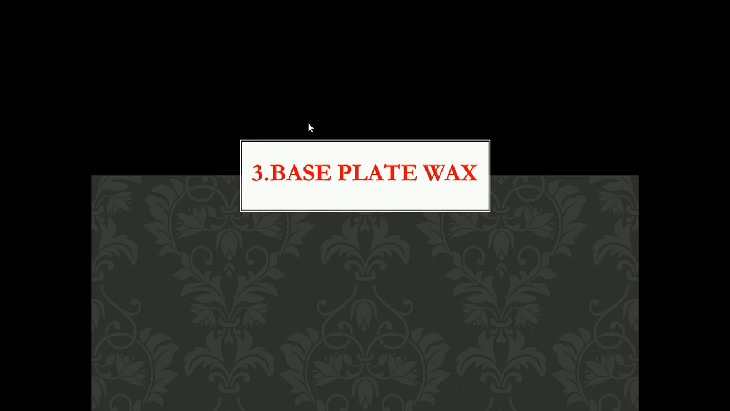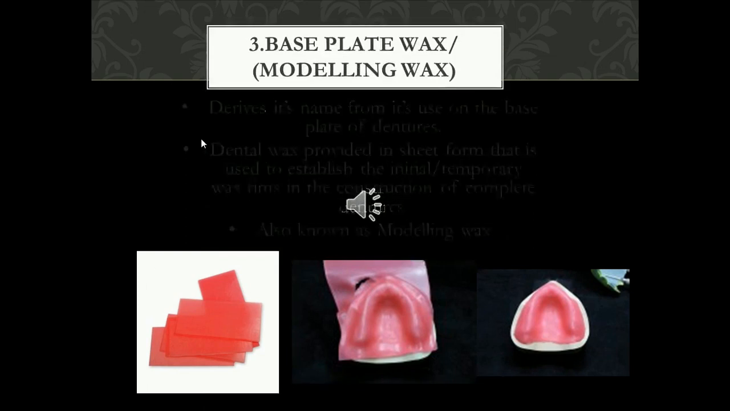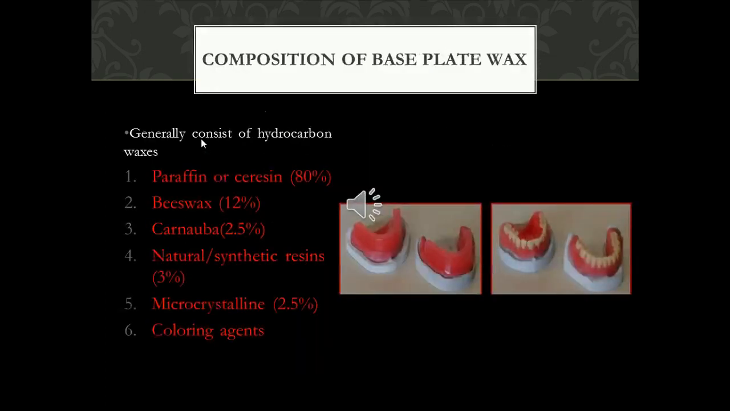Now let's move on to base plate wax, also a type of pattern wax and very important. It derives its name from the fact that it is used on the base plate of dentures. Dental wax provided in sheet form. You've already seen it as well in your practical. These are basically pink sheets, and they're used to form the initial or the temporary wax rims for the construction of complete dentures. It is also known as modeling wax, and it has a lot of uses.